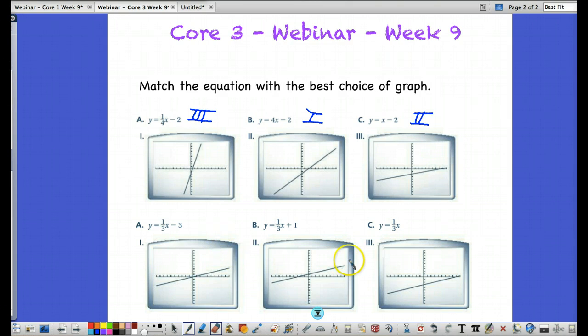All right, you guys. Let's try the last ones then. So try this time to match A, B, and C to the appropriate graphs. Okay, you guys, I'm going to see who gets this one.